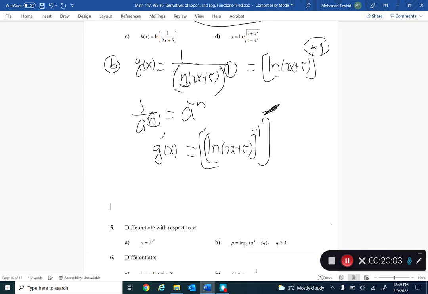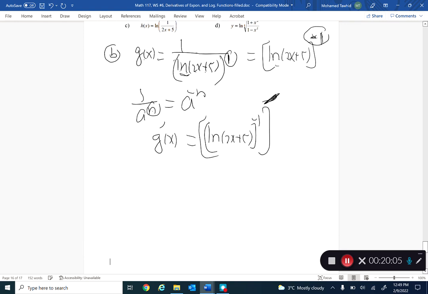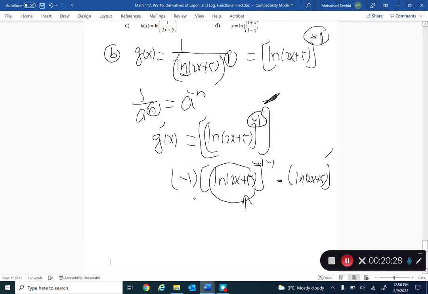Then how to take the derivative of this? What is the power rule? That is your n, your exponent n. I put n in front. Here is your bracket. Where is the bracket? ln(2x plus 5) to the power what? n minus 1. Negative 1 minus 1. And I have to multiply by the derivative of whatever is inside the bracket. What is inside the bracket? So I have to take the derivative of whatever is inside the bracket. That is called power rules, right?